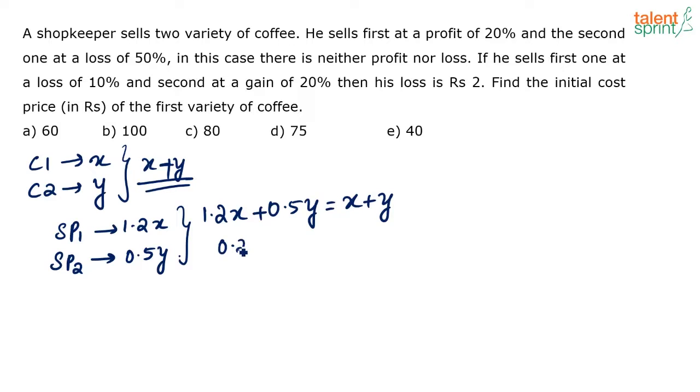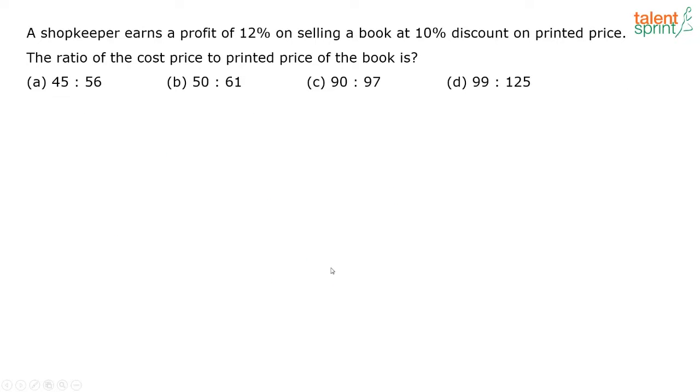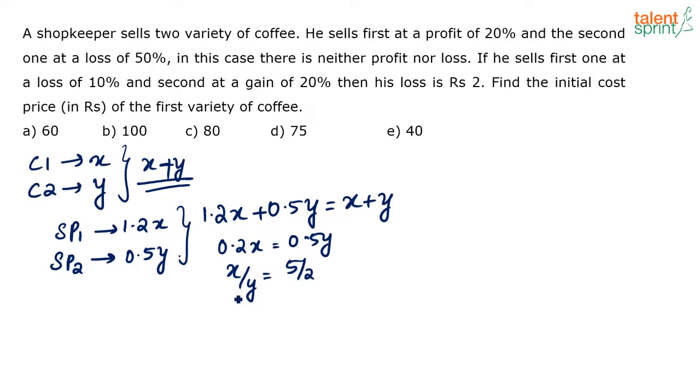You can say 0.2x is equal to 0.5y, or you can say x by y is equal to 5 by 2. So, whatever is given in the first statement, this is what I am able to say. Now, look at the next statement. If he sells the first one at a loss of 10% and the second one at a gain of 20%, then his loss is rupees 2.